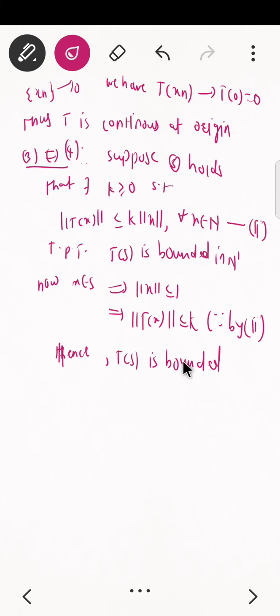Now how are you going to show that 4 implies 3? You try it yourself. For the next theorem, we are going to show the definition of boundedness, and we will discuss some more results, theorems and examples in the next topic. So stay connected. Thank you.